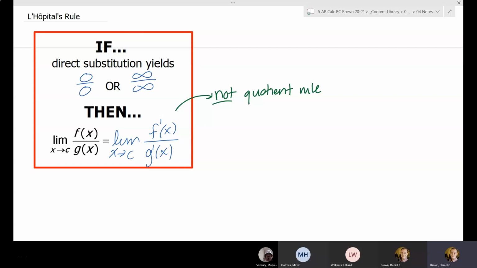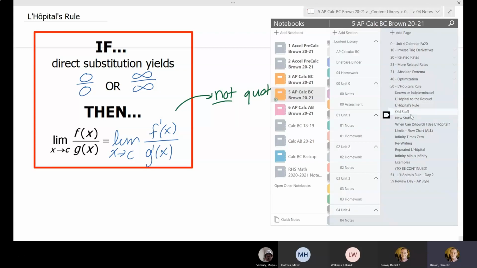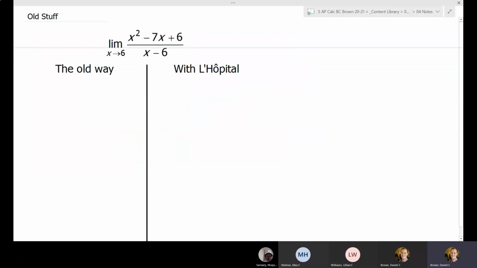Some things I will say also: for whatever reason, once I teach L'Hopital's rule, I always have students who want to make every limits question a L'Hopital's rule problem. But again, it only works when you have the indeterminate case. If you plug in a number and it gives you a number, doing L'Hopital's rule would end up giving you the wrong answer. So it only works when initially you have the indeterminate case. As an example, I want to compare this to old stuff and new stuff.